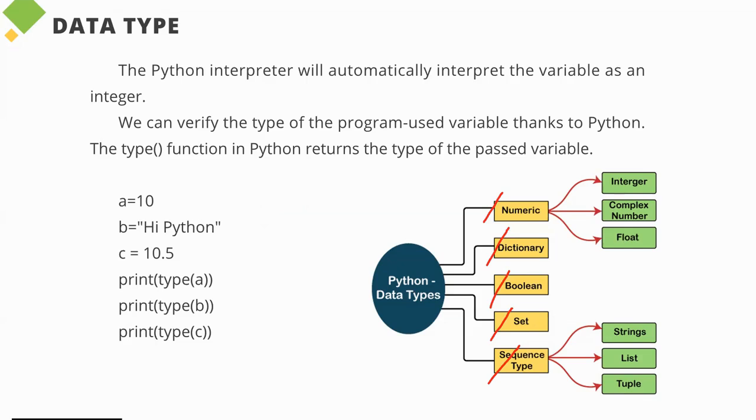See, numeric is again classified into integer, complex number, and float. Integers are the common numbers, say 10, 20. Complex number, 10 plus i, where i defines the complex number. Float takes the point values. Whereas dictionary takes key value pairs. It matches certain keys with a value.